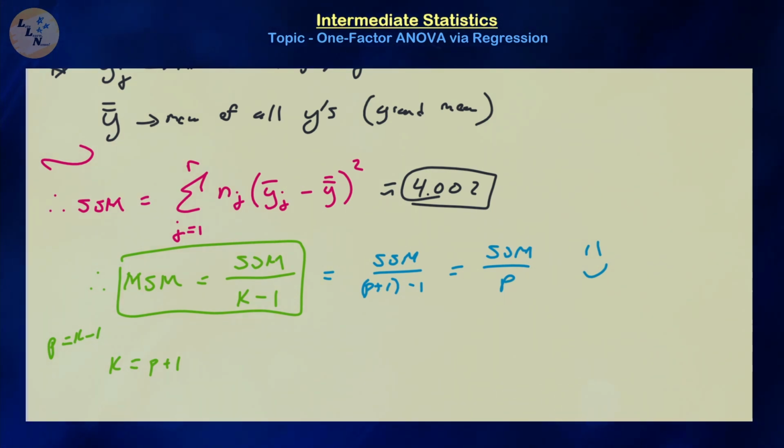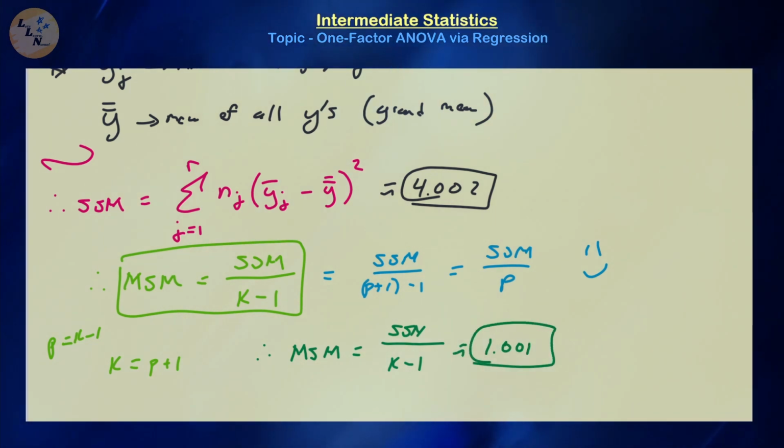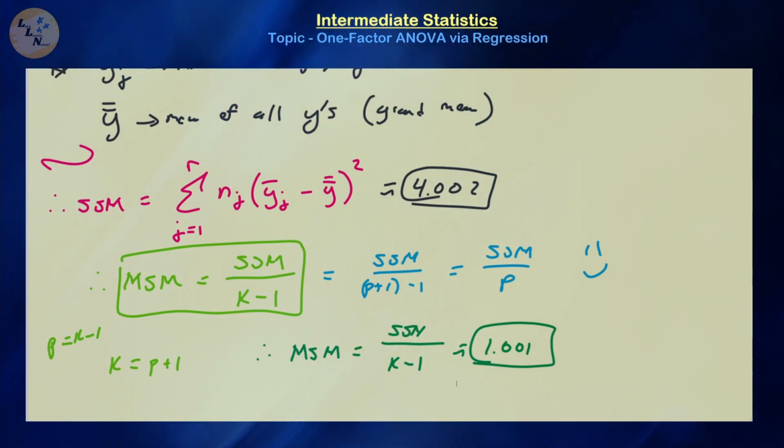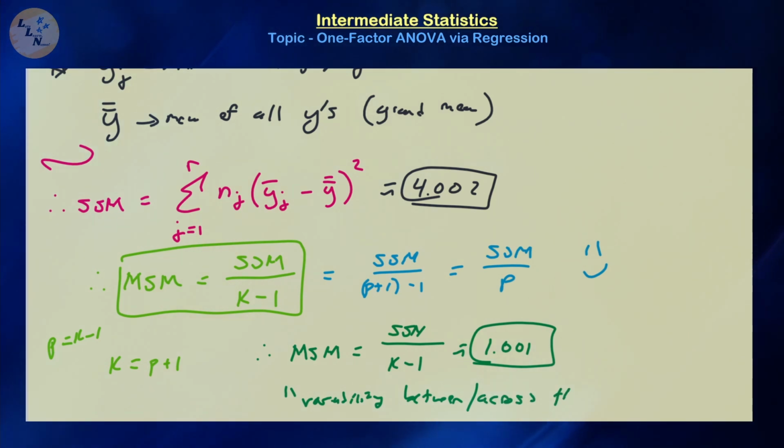So once you have that, the MSM for our particular example is going to be equal to that SSM, that 4.002 approximate value, divided by k minus 1. Remember, k is the number of means that we're going to be dividing by 4 here, so that's going to be approximately equal to 1.001. Okay, and in terms of interpretations for the SSM and MSM, this talks about the variability between, some people also say across, the groups. Okay, and that's how you calculate the SSM and the MSM for a particular model.